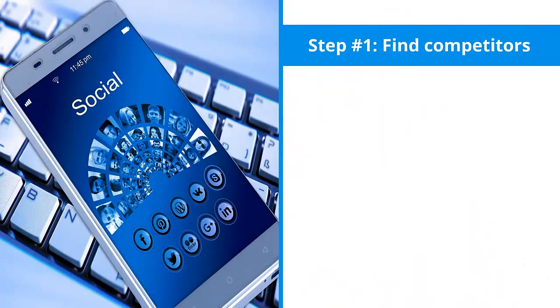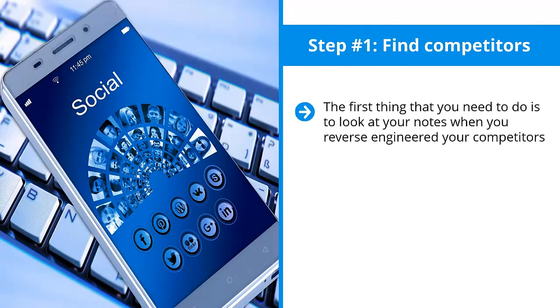Step number one, find competitors. The first thing that you need to do is look at your notes when you reverse engineered your competitors. These people are in the same niche as you. After all, you study them to get to the industry standard content strategy as well as page layout and design for your own Facebook page.